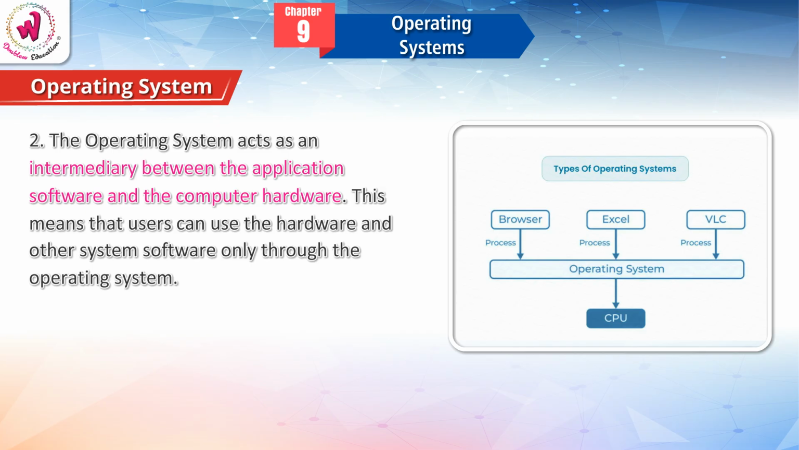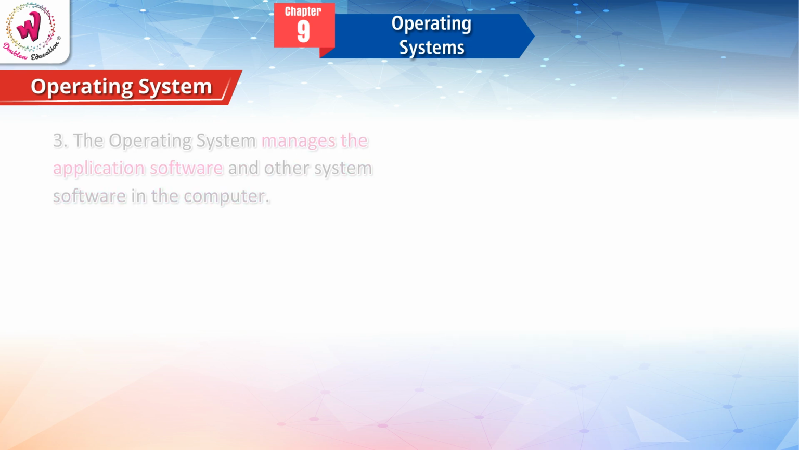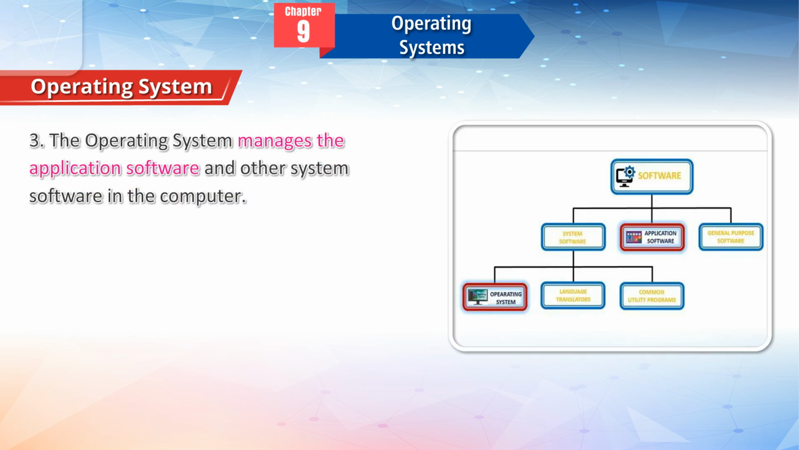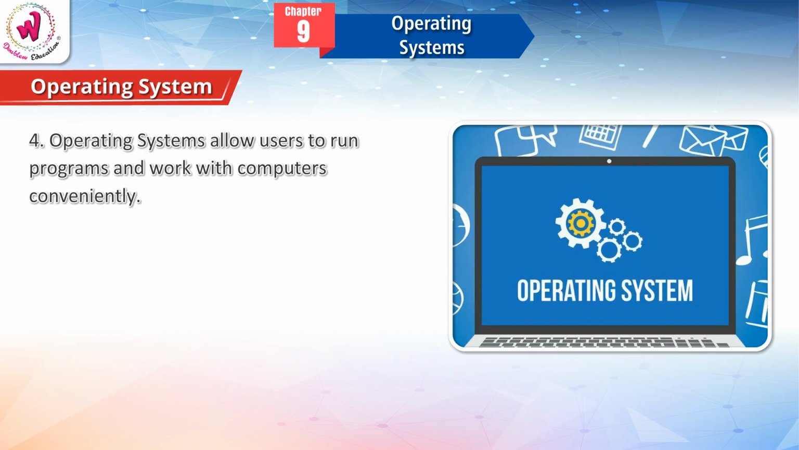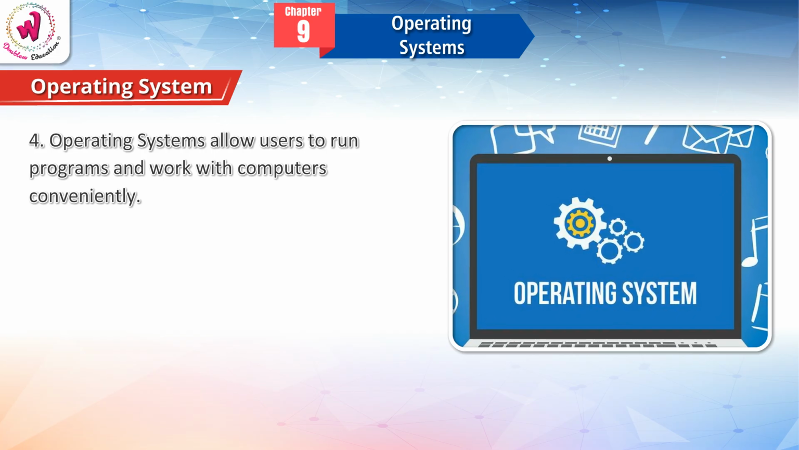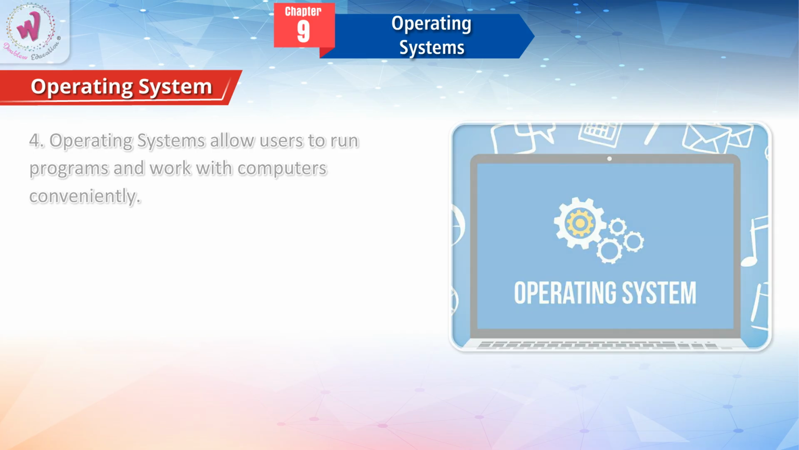This means that users can use the hardware and other system software only through the operating system. 3. The operating system manages the application software and other system software in the computer. 4. Operating systems allow users to run programs and work with computers conveniently.